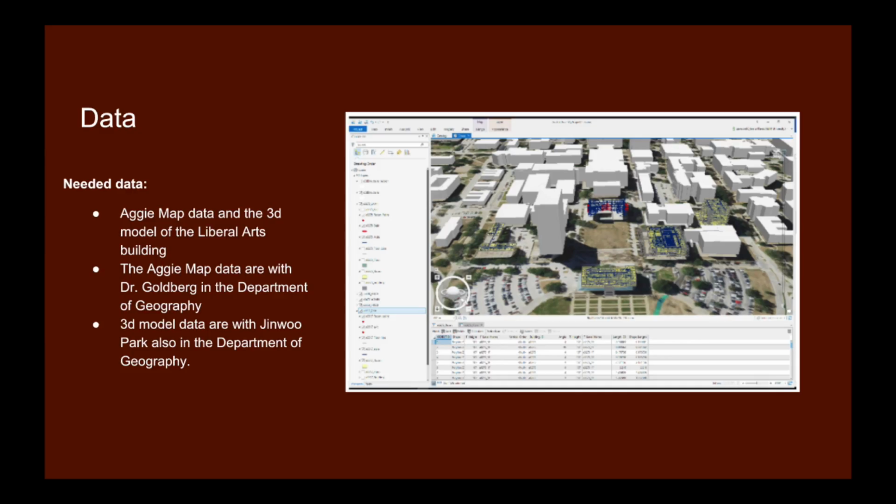The data that we will need for this project will come from 2 different people, Dr. Goldberg and Jinwoo Park, both being in the Department of Geography. Since this is a continuation of a previous project conducted last semester, the 3D model and the network analysis will come from Jinwoo, and the information on the Aggie map will come from Dr. Goldberg, and we will be incorporating the 2 to form a seamless web map.